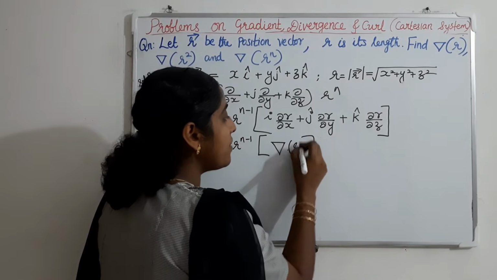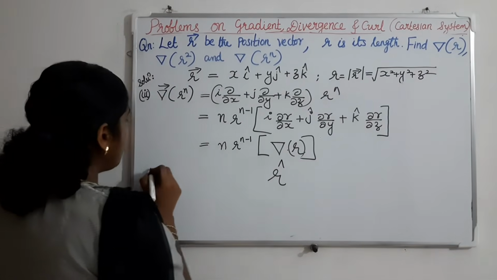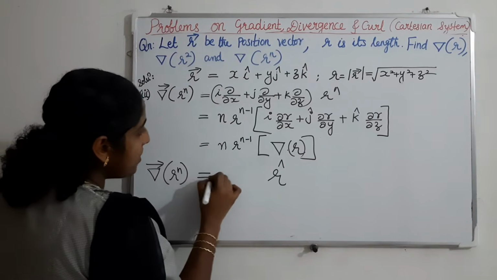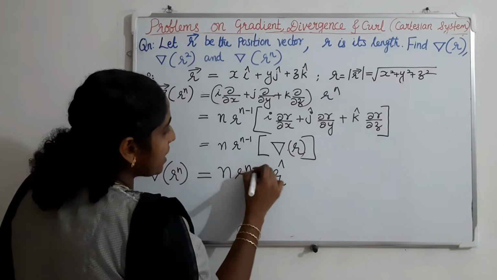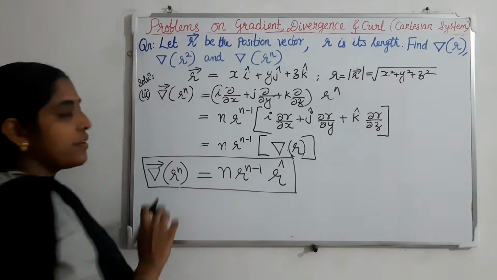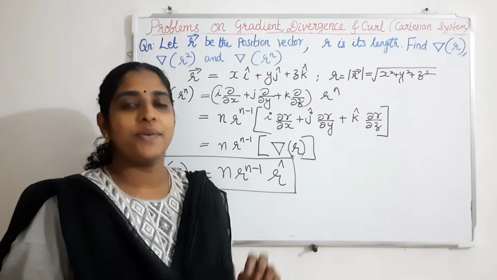What is del r that we have found in the first part? Del r is r cap. Therefore, what will be the gradient of r raised to n? That will be n r raised to n minus 1 r cap. So this is a general expression for the gradient of r raised to n: n r raised to n minus 1 r cap. So, you try more questions.